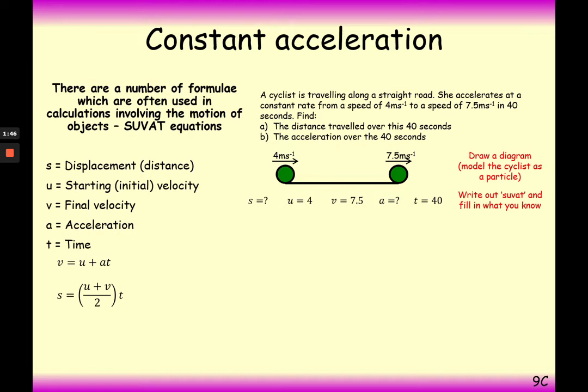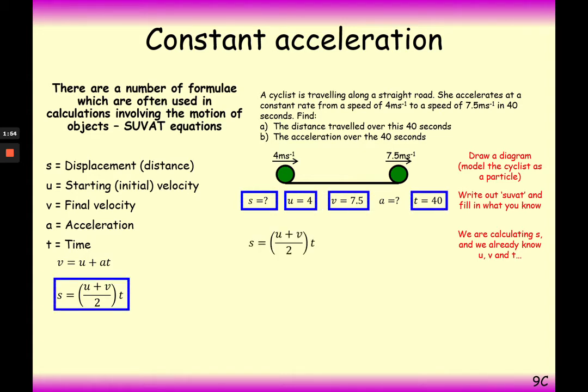Now if we're trying to find the distance travelled, so we're trying to find S, we want to use the second SUVAT equation we've got. So we're going to use S, U, V and T. If we write out the equation, sub in your values, then you can simply calculate S, which is 230 meters. That's actually the displacement, not the distance travelled, but in this case it's accelerating, so it's not going to be doubling back.